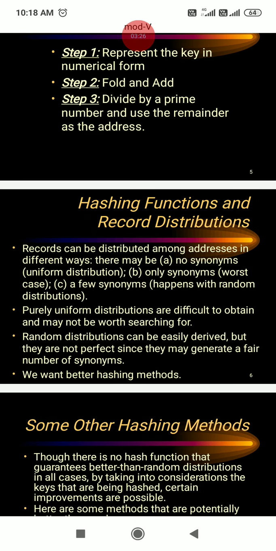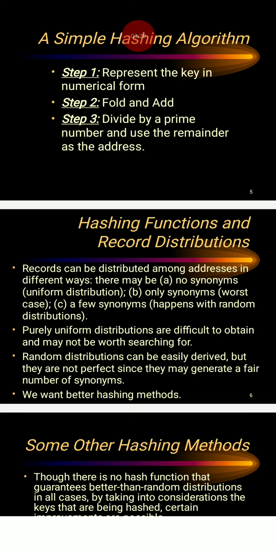Next, there are different ways we can distribute our records. For example, if you have six locations and six key elements, and all are stored at the same location, then we can say that it is the worst case. If you have six records and six locations, and each one is unique and stored at a unique location, then we call it what? Uniform distribution. And if all are stored in only one location, then it is called the worst distribution.